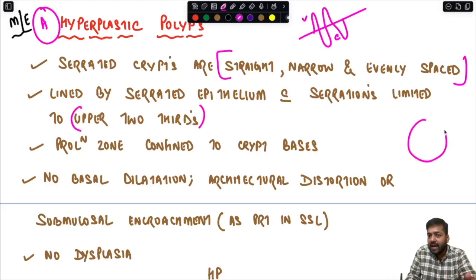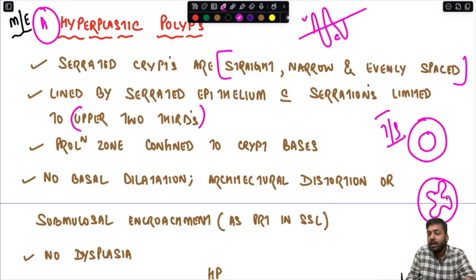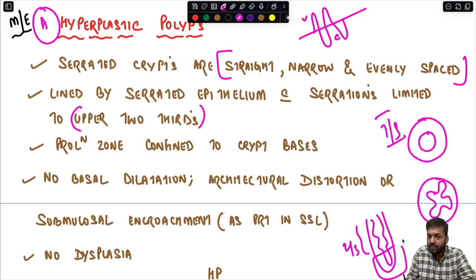Normally, if you take the transverse section of a gland, the lumen is round. But in serrated polyps, the lumen is star-shaped. This is called serrated appearance. In serrated polyps, you will see this. In a hyperplastic polyp, the serrations are limited to the upper two-thirds only. The lower one-third part does not show any serration. The upper two-thirds part shows the serration.